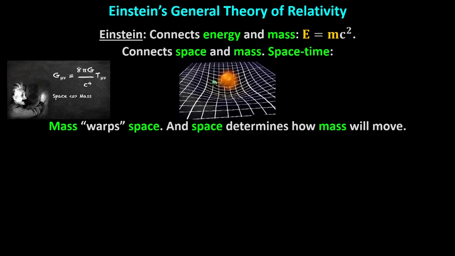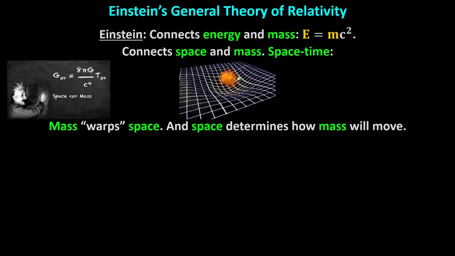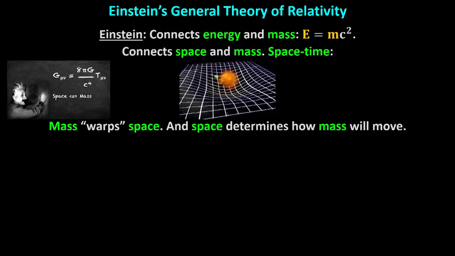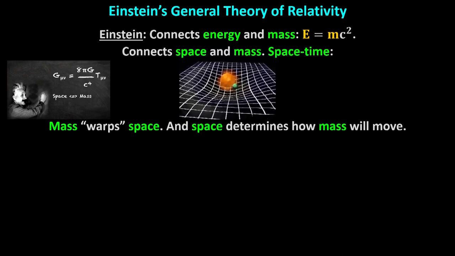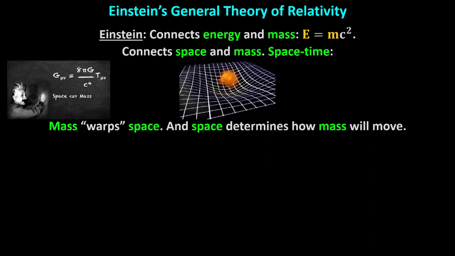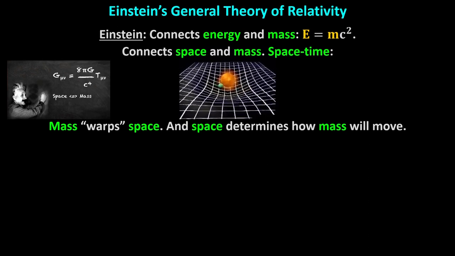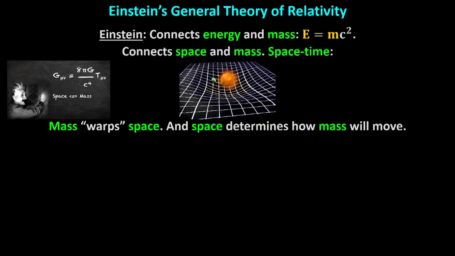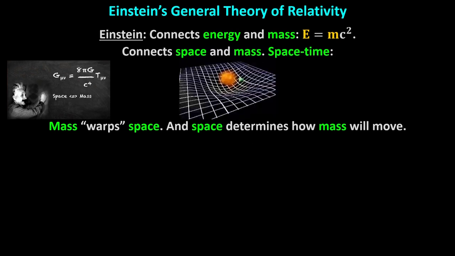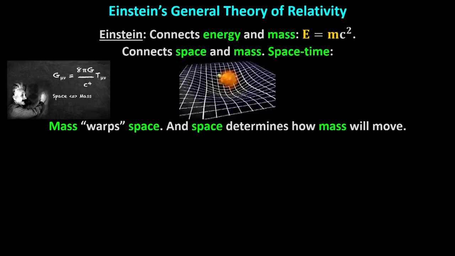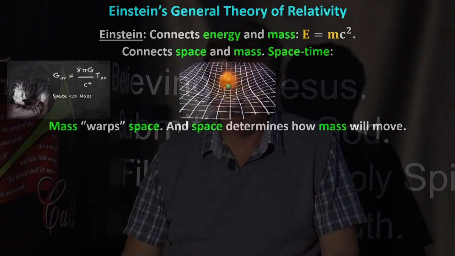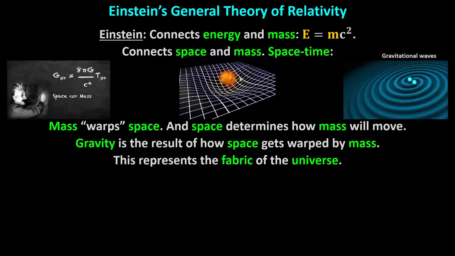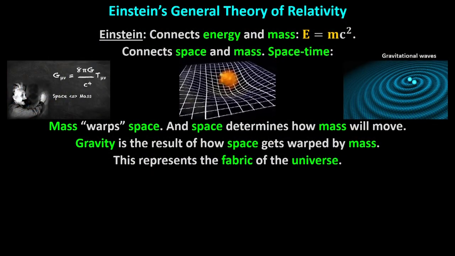And that GIF gives you an indication of what that means. Space is so warped around the Sun that Earth runs in that warp. And that's why Earth does what it does. And space determines how mass will move. And we call that gravity. And we always said that's a force of attraction. Einstein said no, it's because of the warpedness of space that it happens. Gravity is the result of how space gets warped by mass.